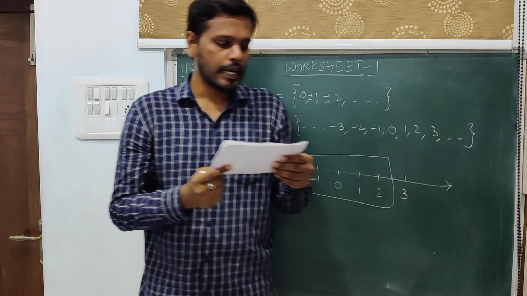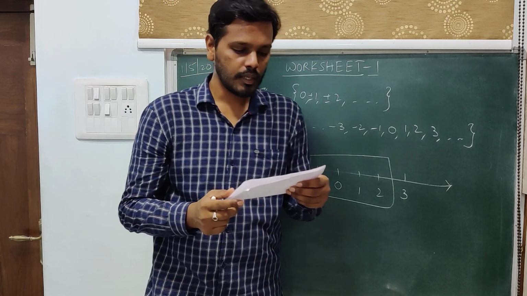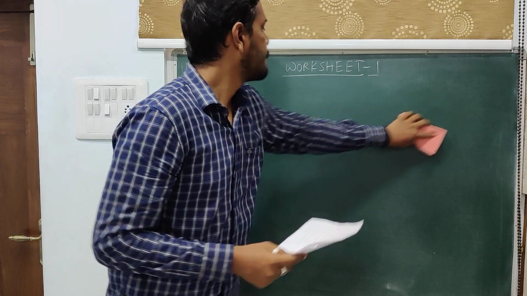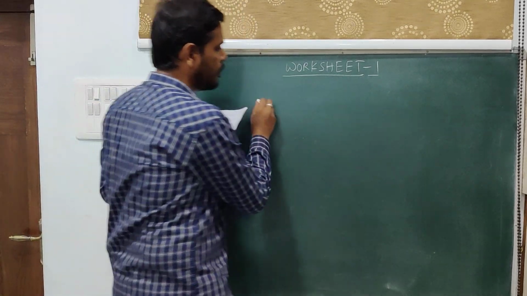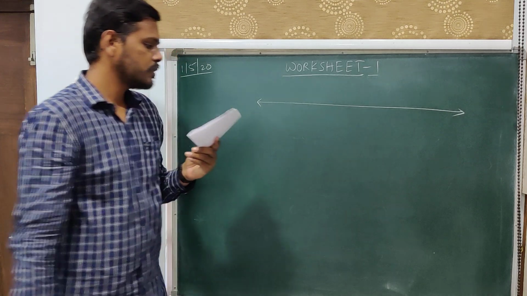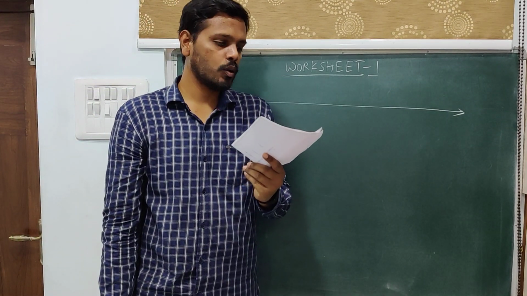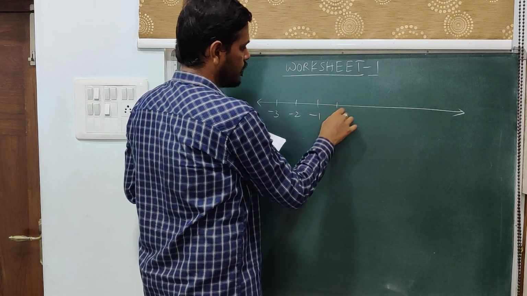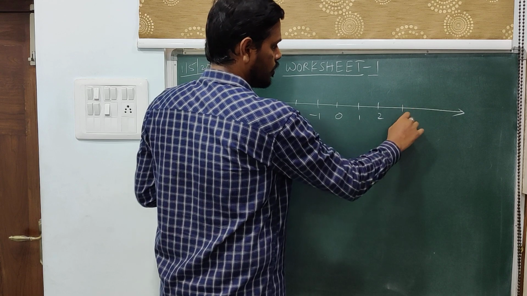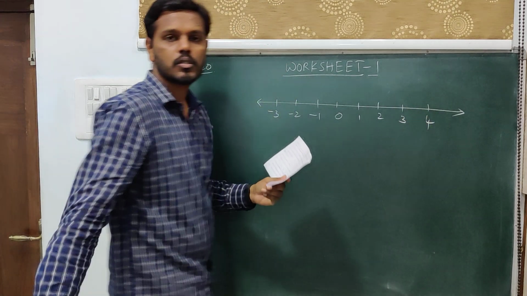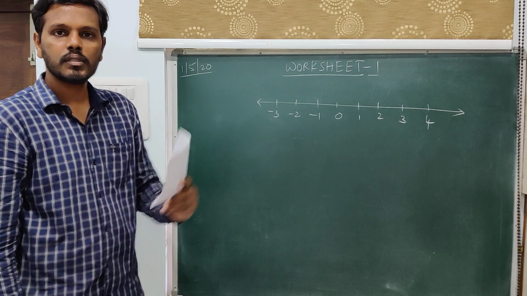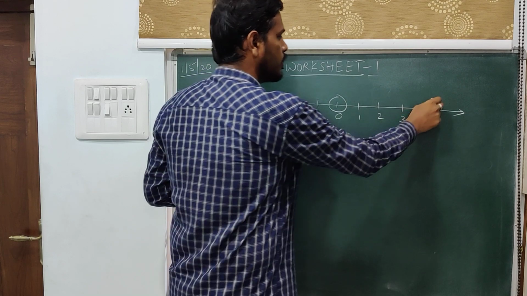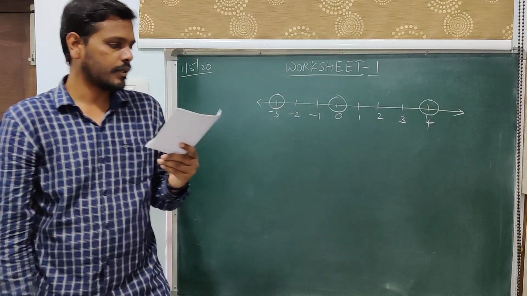Next, third one, represent minus 3, 0, 4 on the number line. So we'll draw a number line. Now out of the three numbers which are given to us, minus 3 is the lowest. So start with minus 3. So minus 3, minus 2, minus 1, 0, 1, 2, 3, and the highest is 4. Just stop it there and encircle the numbers that we are interested in. So minus 3, then 0, then 4. So that is the way you will be writing.